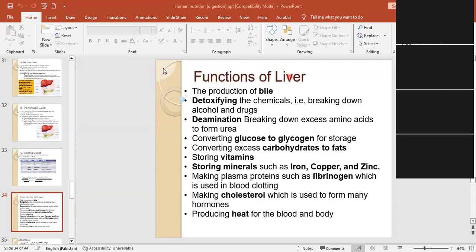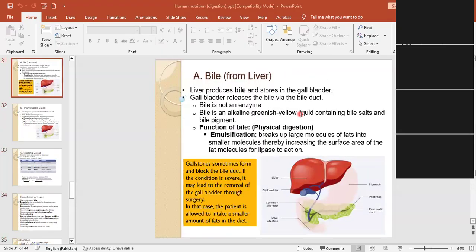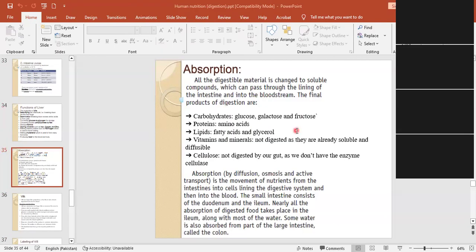Now we have the next part, absorption. Now, the food which has been digested in the small intestine, you can see all the products are now in the simplest form. They are ready to be absorbed. They are ready to go to the cells, right? But how will they reach the cells? They have to be absorbed into the blood first, because blood is the transporting medium. And how will they be absorbed into the blood?